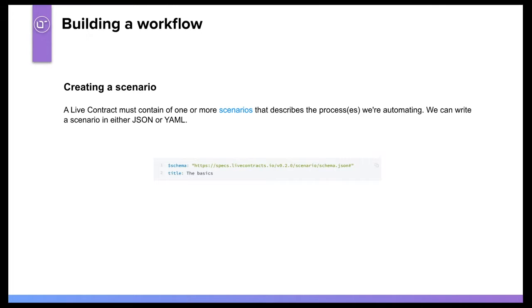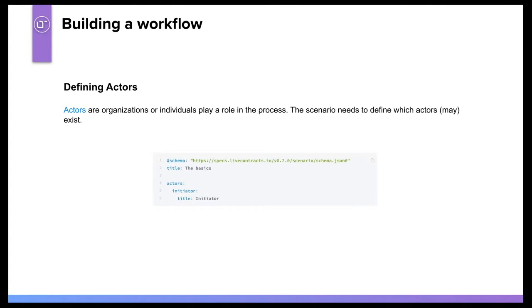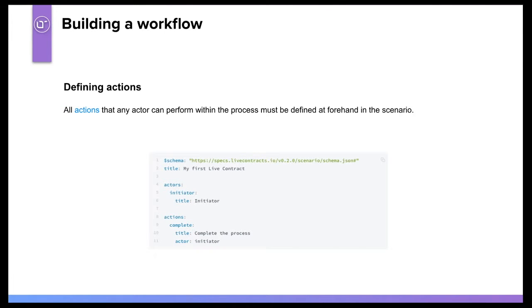Second, we just add a title. Now we can add actors. Our first actor will be the initiator actor. It will have the title initiator. Then we can add our actions. The first action we're going to add is the complete action. This action can then only be performed by the initiator.